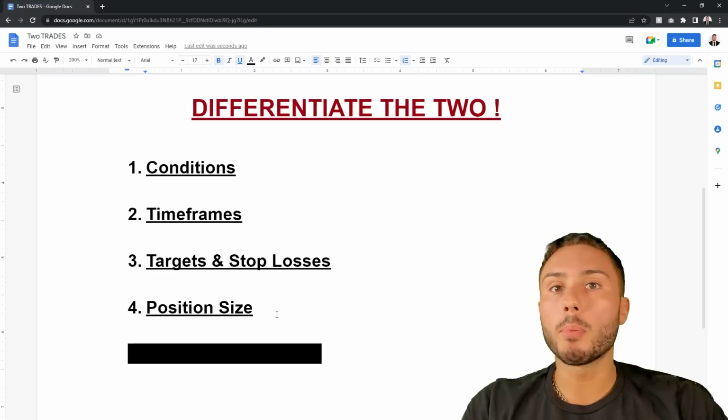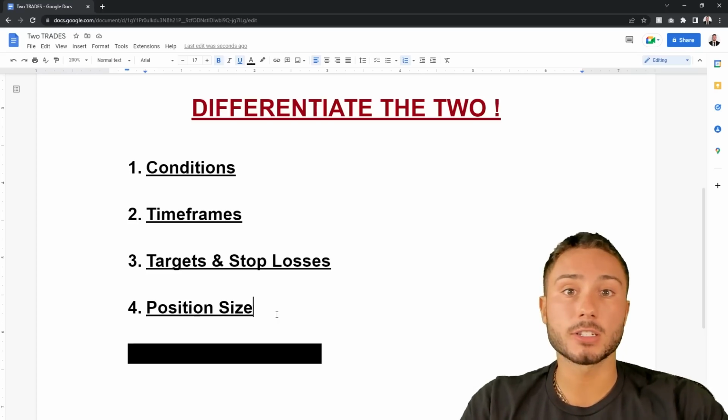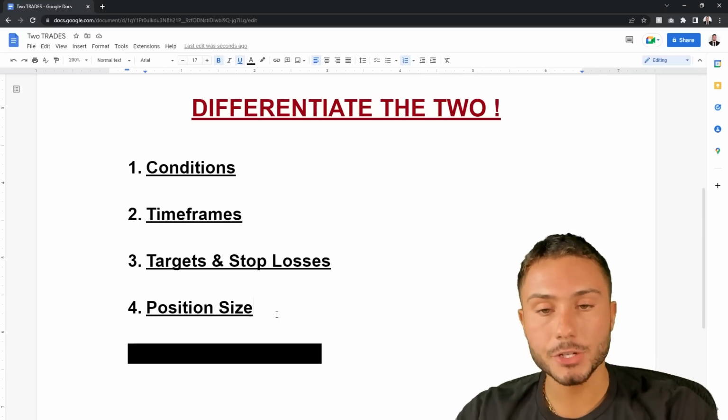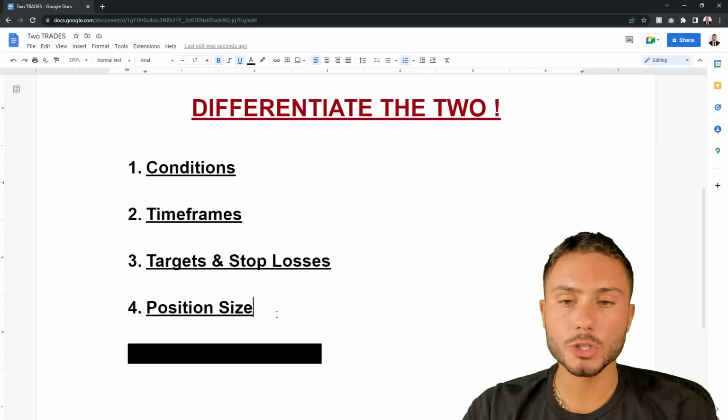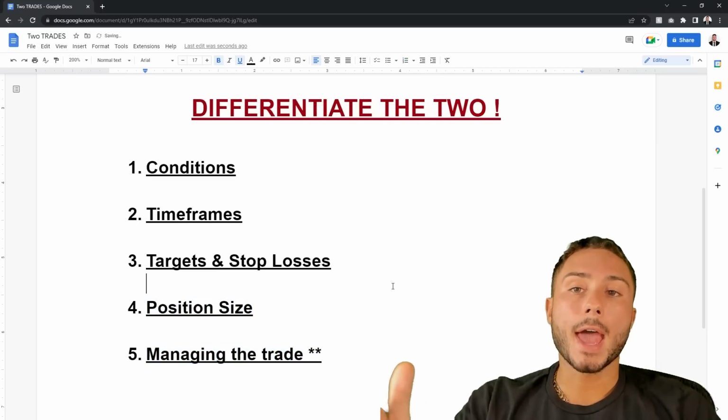And now they go full port. They enter their full count size because they heard me go larger size on scalping, and they blow up their account on one trade. This is only if you have an edge, and this is only if you have something that you tested that works out for you. So position size is different for the two types of setups, and then managing the trade.